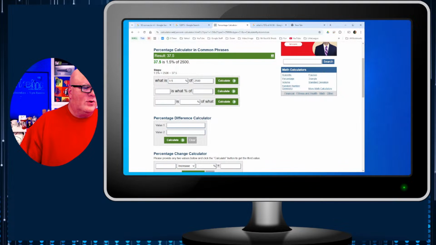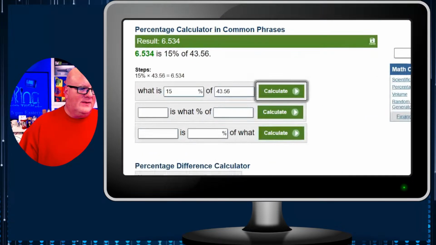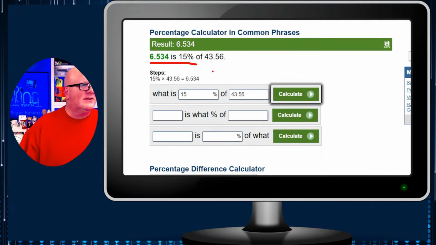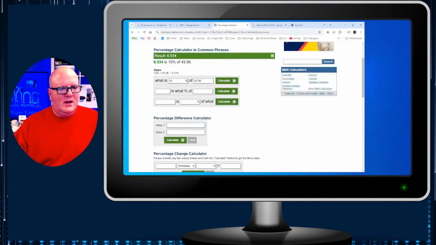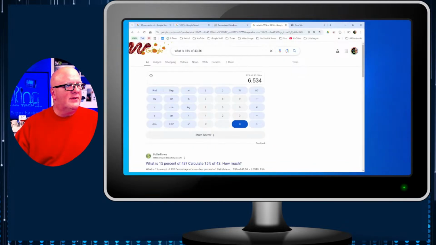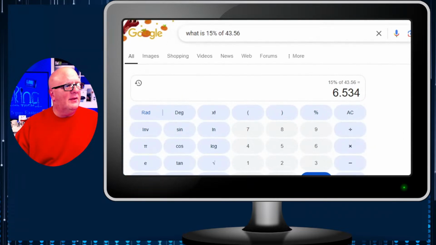It's very helpful for quick and easy. I know you can do this on Google. Like if you're taking 15%, I know people do this with tips, like 15% of 43.56. Let's say that's what the bill is. I hit calculate, and it gives me the result of 6.534, which you can do the same thing on Google. It does it right here. 15% of this gives me this. You can do all those same things.